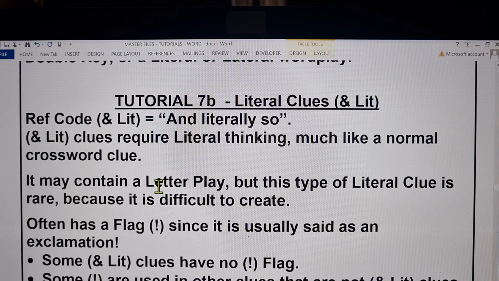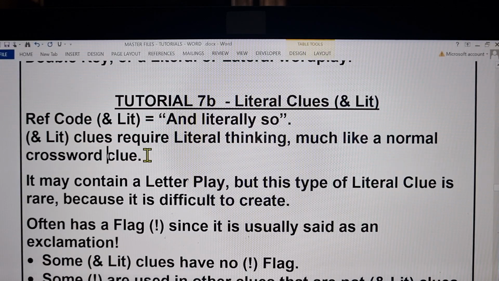This is tutorial 7b now, and we have literal clues, and the reference code is 'and lit'. You might say, why 'and lit'? Because 'and lit' means 'and literally so'. That's recognized as the reference code for a literal clue. I often just use the 'and' if I'm writing the code down. I know what it means. 'And lit' clues require literal thinking, much like a normal crossword clue.